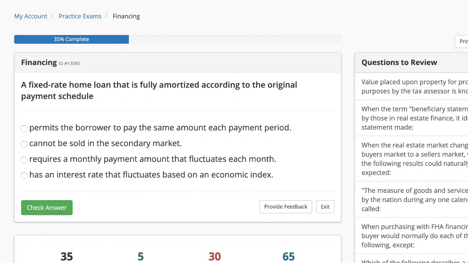Okay, next question. A fixed rate home loan that is fully amortized according to the original payment schedule: A, permits the borrower to pay the same amount each payment period. B, cannot be sold in the secondary market. C, requires a monthly payment amount that fluctuates each month. Or D, has an interest rate that fluctuates based on an economic index.